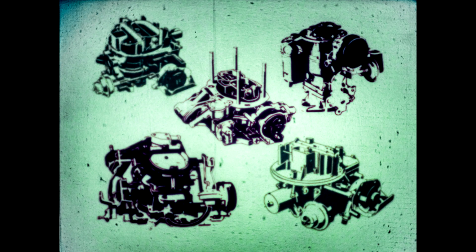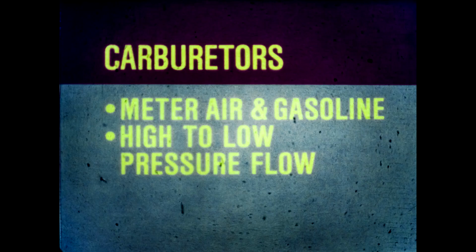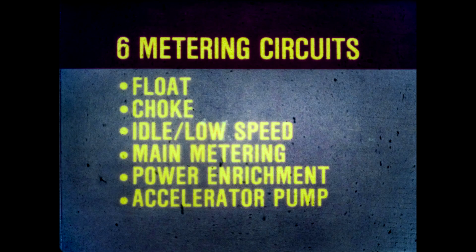When performing choke service, remember that adjustments differ between carburetor models. Specific adjustment procedures are explained in the service charts included with this film release and in the technical service manuals. To summarize, all carburetors essentially work the same way. They meter air and gasoline to meet engine needs, and carburetors operate on air pressure difference. Fuel flows from high to low pressure areas. Also, all carburetors have these 6 basic metering circuits. However, some carburetors with metering rods combine main metering and power enrichment in a single circuit.